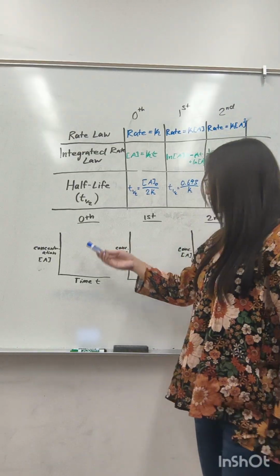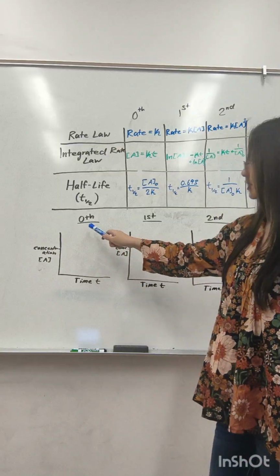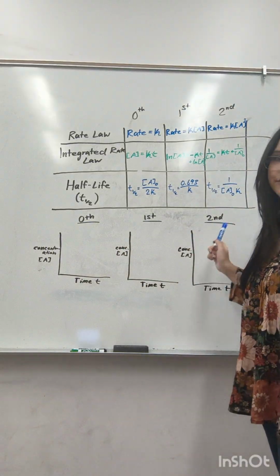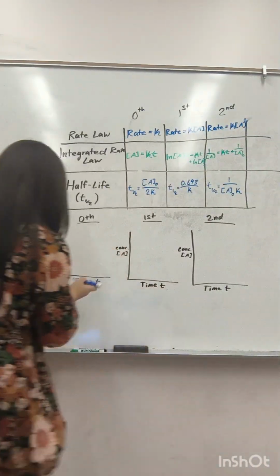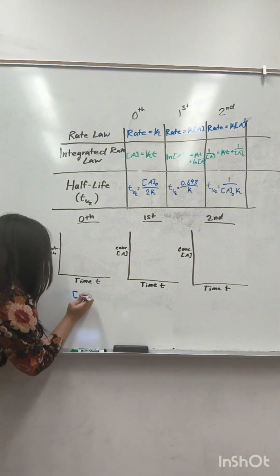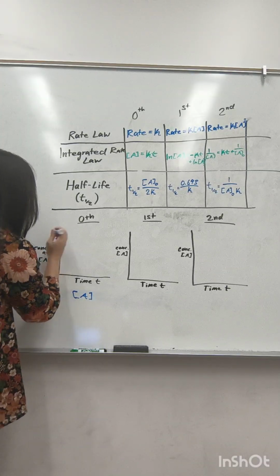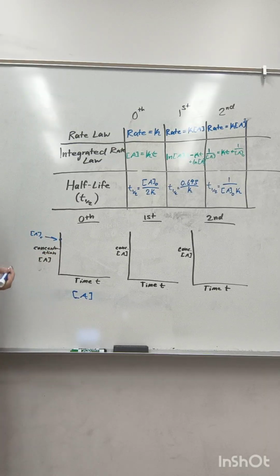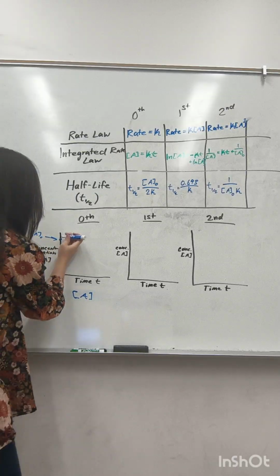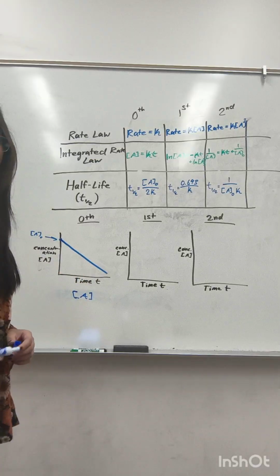The first graphs I'm going to do are time versus concentration of the chemical A, and I'll be doing that for the 0th, first, and second order reactions. Starting with the 0th order, this one is going to be the concentration of A. You're going to find where your initial concentration is. And with the 0th order, it's going to be linear, meaning it's going to be a straight line.